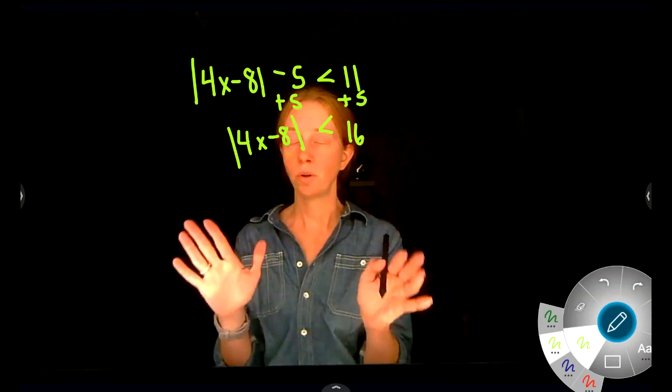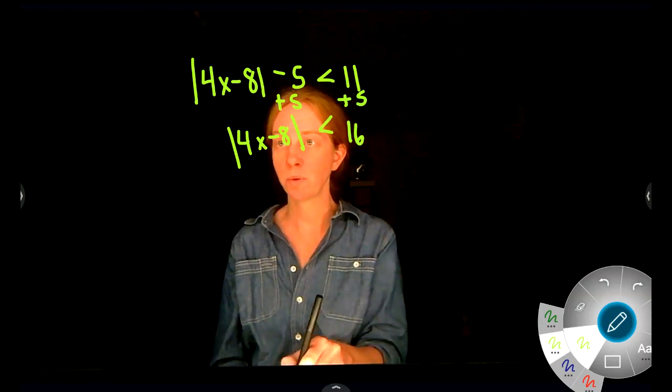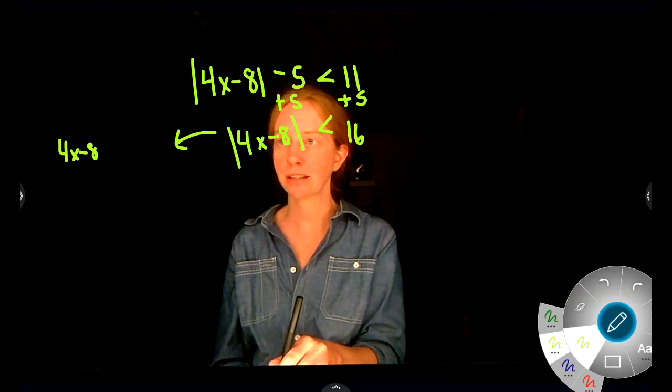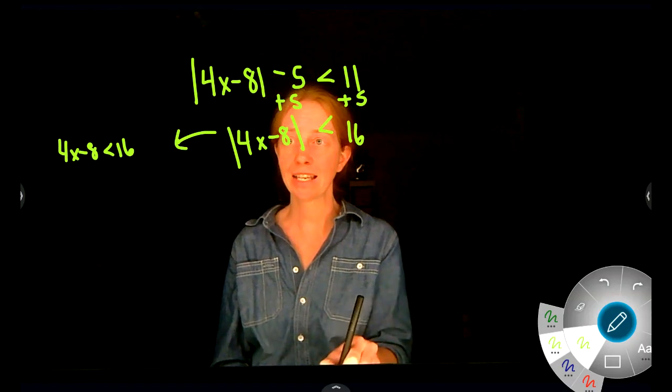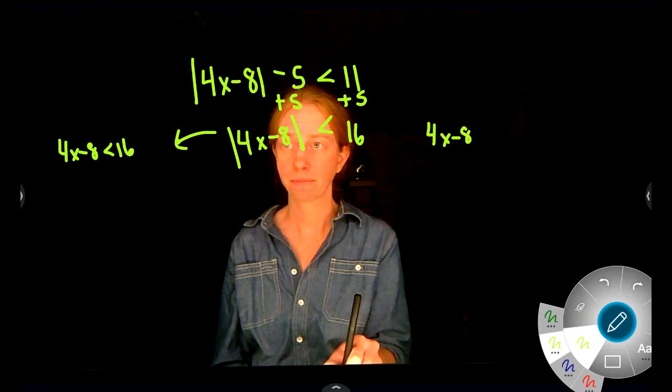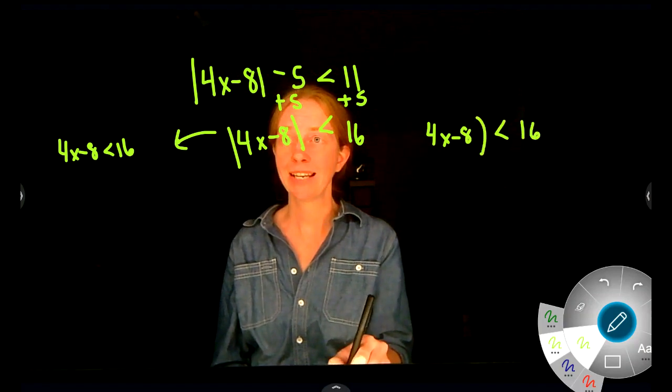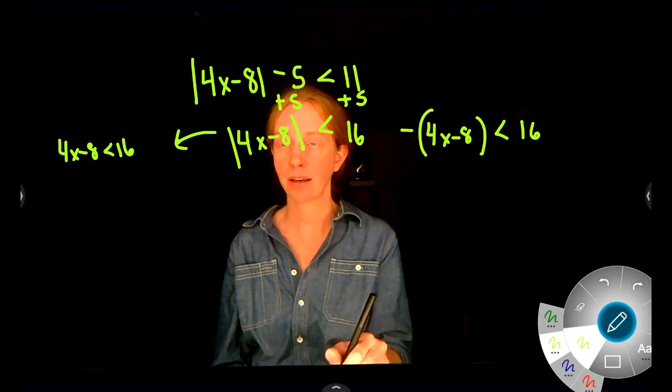Okay, so we're going to do the same thing. We have two cases. We have the positive case, which is going to be 4x minus 8 is less than 16. And we're going to have the negative case, which is 4x minus 8, but it's the negative of this. We're pretending that this is negative.